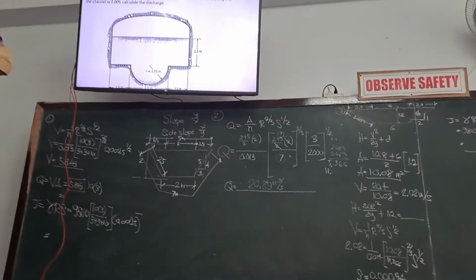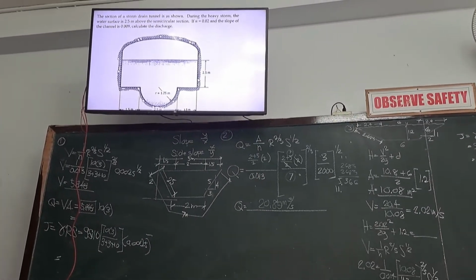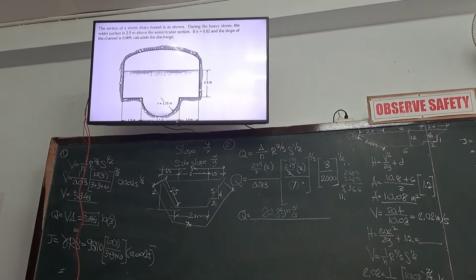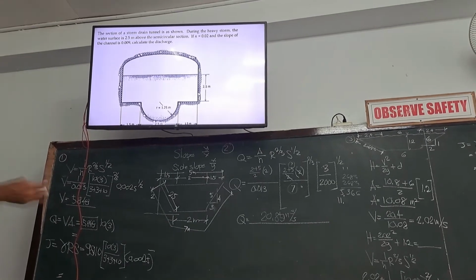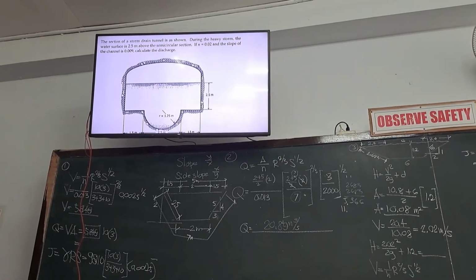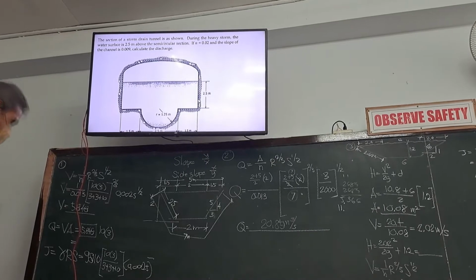A tunnel is shown. During a heavy storm, the water surface is 2.5 above the central cross section. If n is given and the slope of the channel is given, calculate the discharge.